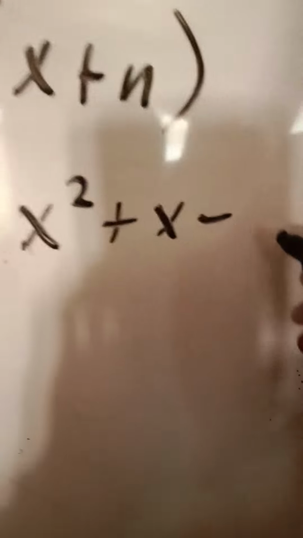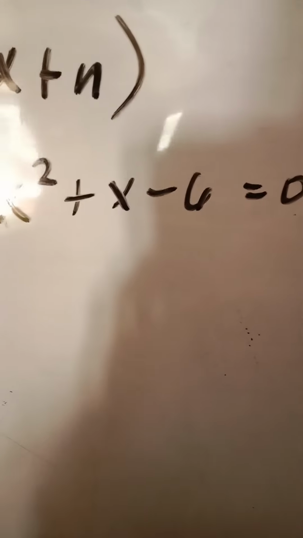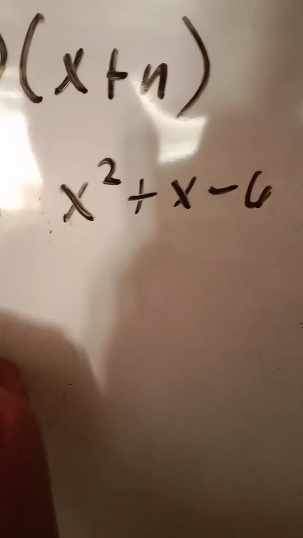Example: solve the equation x squared plus x minus 6 is equal to 0. So our equation is in standard form, no need to arrange it. We have x squared plus x minus 6 is equal to 0.